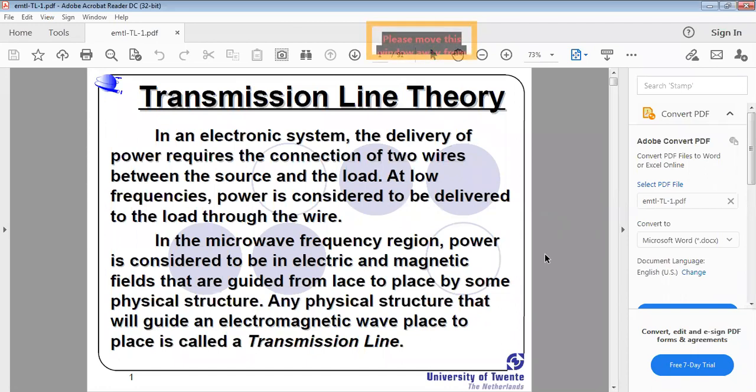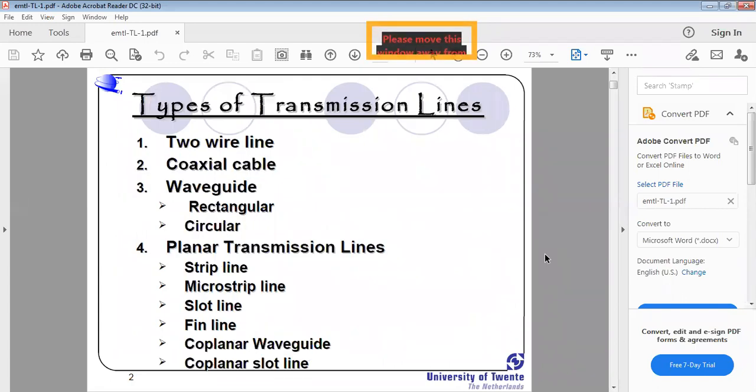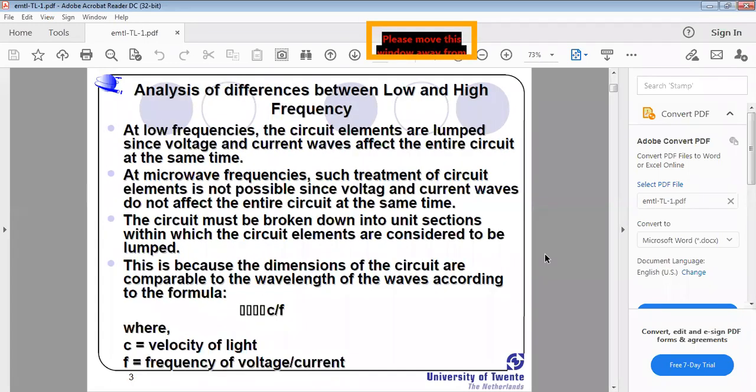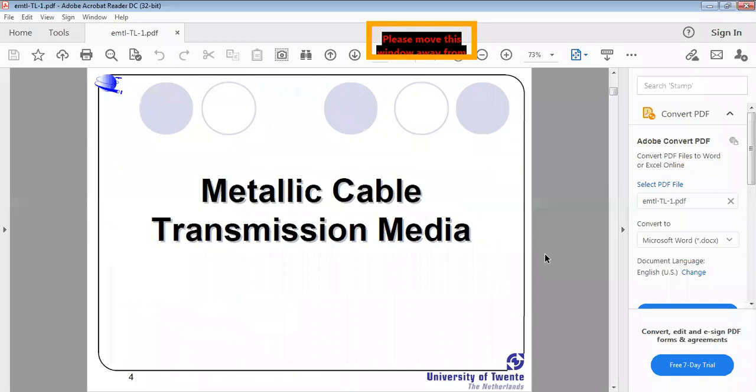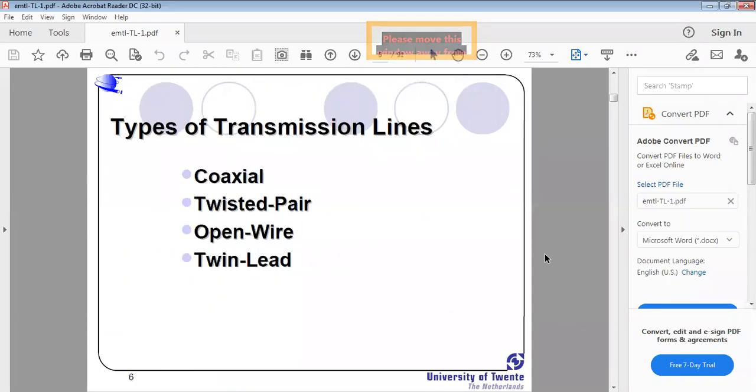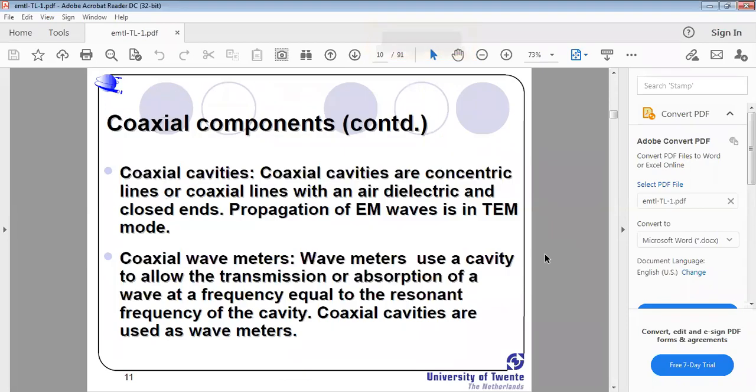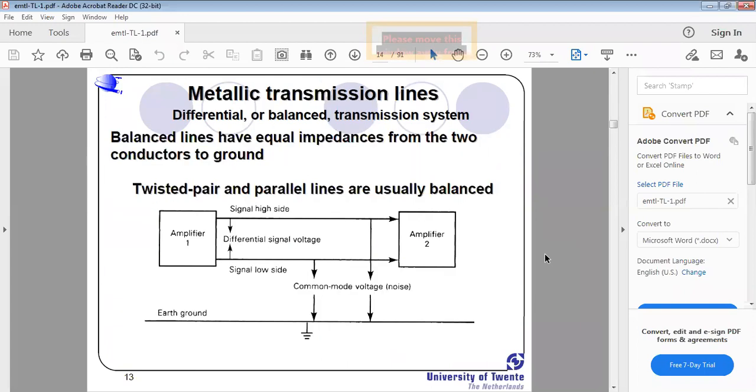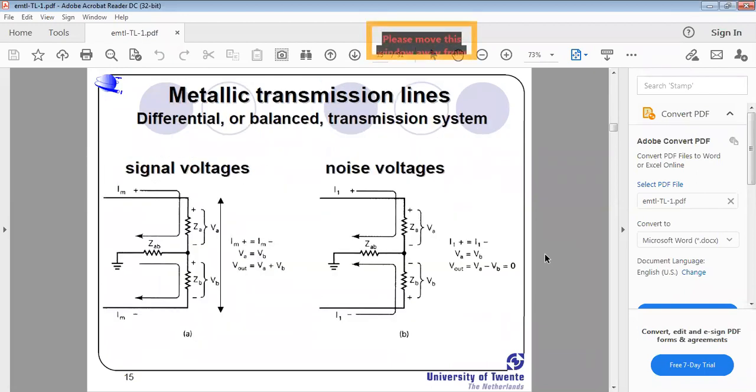How do we define the transmission line, types of transmission line, and the difference between low frequency and high frequency, and how low frequencies are suitable for transmission lines, and high frequencies are treated as wireless transmission, and how they are suitable. Metallic cable transmission lines, types of transmission line: coaxial, twisted pair, open wire, twin lead. Already we dealt with that. And the metallic transmission lines in that: balanced and unbalanced transmission line.